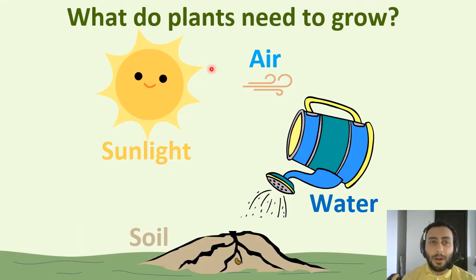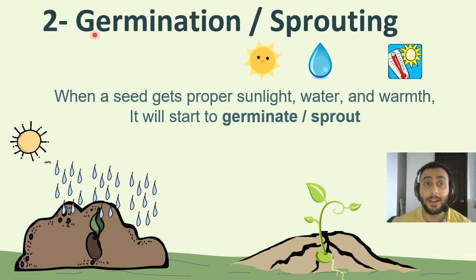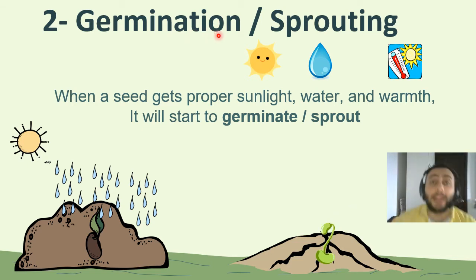So let's remember, what do plants need to grow? They need water, sunlight, air, and soil. Now, look at here. We are in stage 2. We learned that stage 1 is the seed. Stage 2 is, listen carefully, okay? Germination. So it has two names. One is germination, and the other one is sprouting.